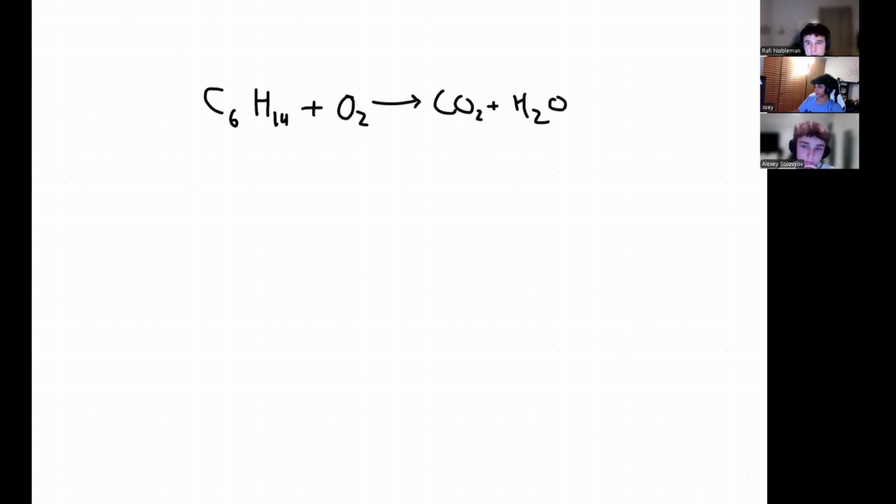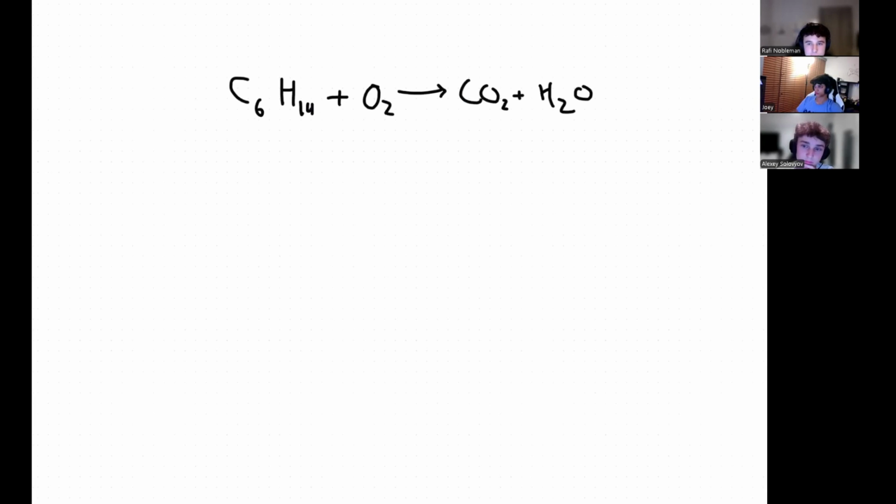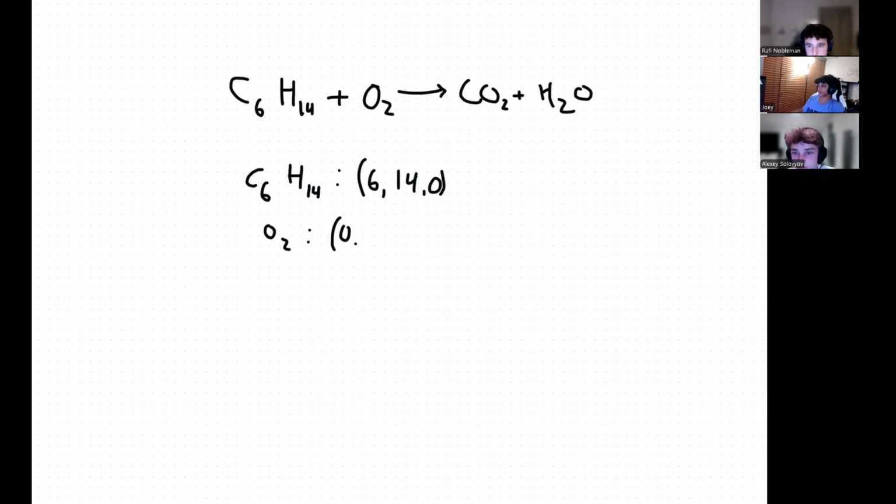Okay, so first, set up the atom vectors, like we call them. We'll have C6H14 is 6, 14, 0. Then we'll have O2 be 0, 0, 2. Then we'll have CO2 be -1, 0, 2.